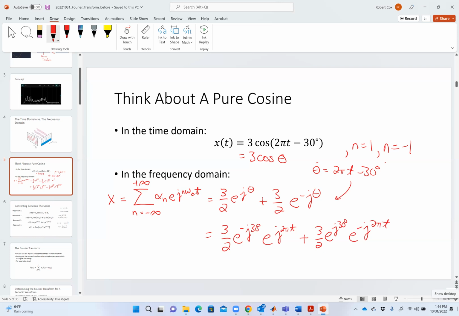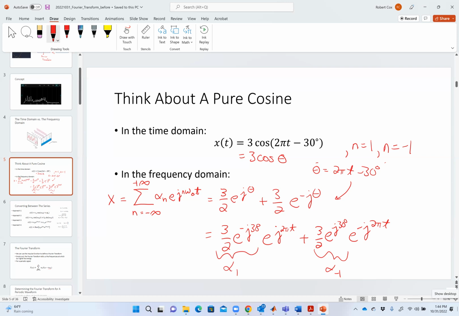Do I have an n equals 0 term here? That's not 0? No. Yeah, technically I could go from n equals negative infinity to positive infinity and make them all 0 if I wanted to, right? So in this case, which one of these is alpha 1 and which one is alpha minus 1? There are 2 coefficients here, right? This is alpha 1. This guy is alpha minus 1, like that. All right, so I've got the 2 coefficients here.